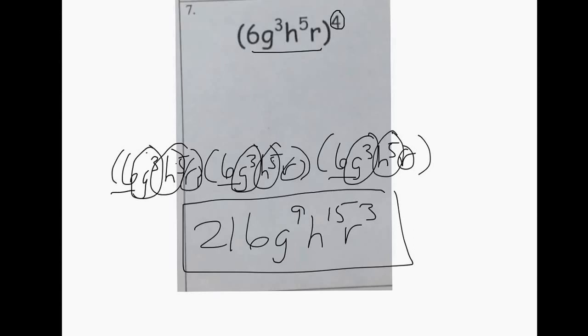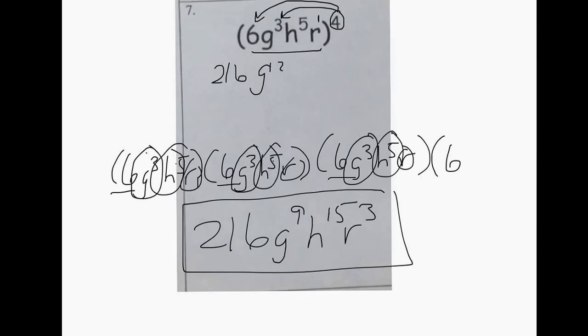If you use the rules we talked about in class, you'd put a 1 here. This would be 6 to the 4th, which is 216. This would be 4 times 3, which is 12. Oh man, I messed this up. There was supposed to be 4 of these.